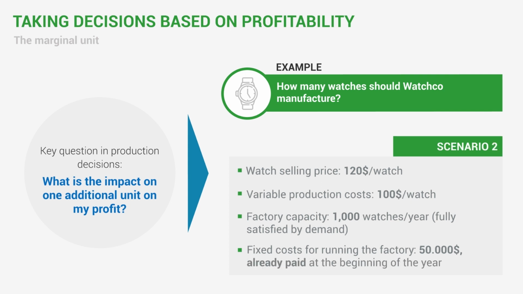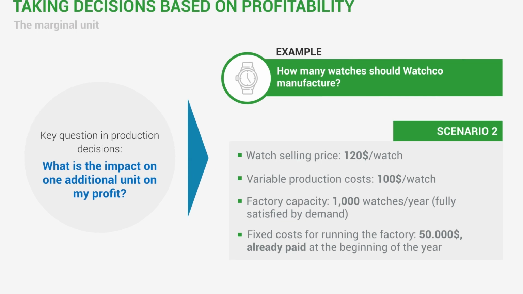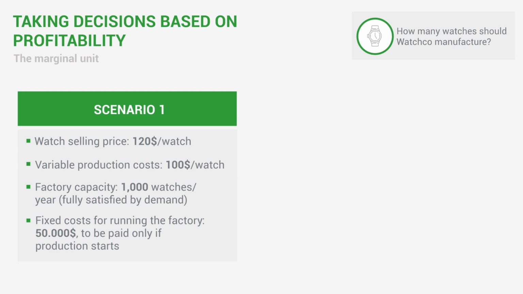In scenario 2, we have similar circumstances. Again, the selling price of a watch is $120, with production cost of $100, and factory capacity remains at 1,000 watches per year, fully satisfied by demand. However, now the fixed costs of $50,000 for the factory have already been paid at the beginning of the year. The data we have is sufficient to calculate the contribution margin per unit, total profit without production, and total profit with production for both scenarios.